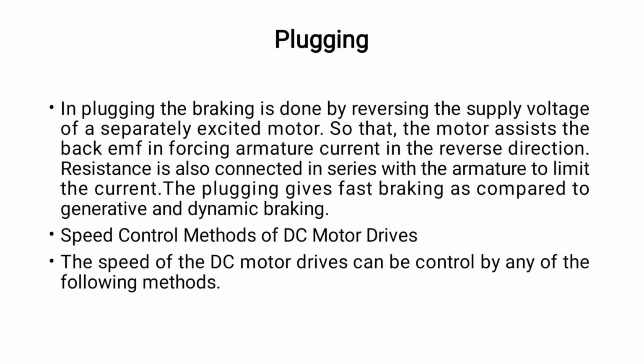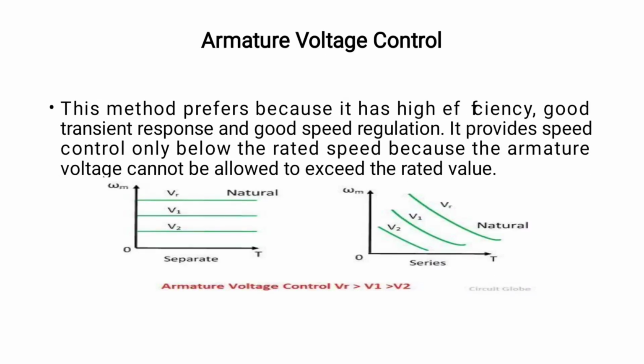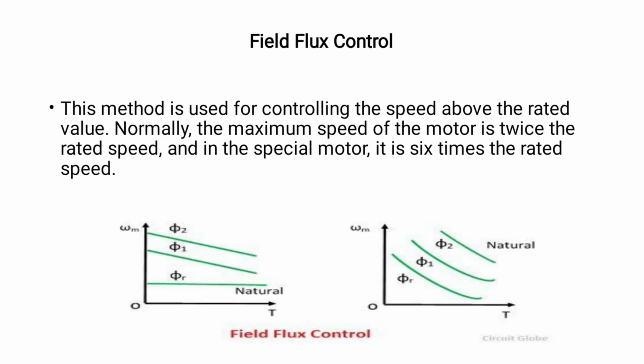Speed control methods of DC motors. The speed of the DC motor drive can be controlled by any one of the following methods. That is armature voltage control. This method is preferred because it has high efficiency, good transient response and good speed regulation. It provides speed control only below the rated speed because the armature voltage cannot be allowed to exceed the rated value. There is a graph for armature voltage control.